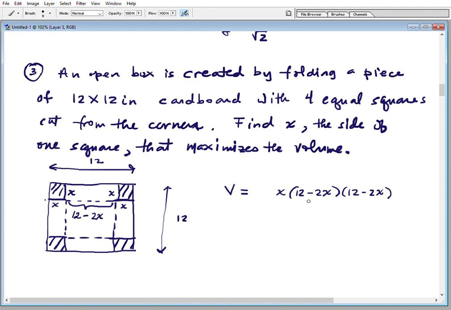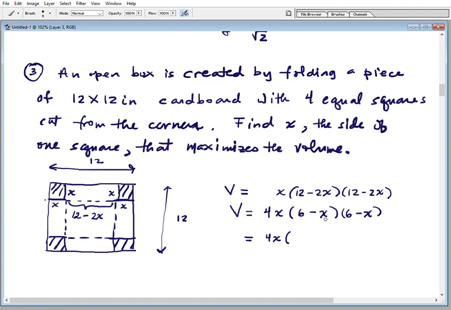Okay, so I want to factor out 2 from here and 2 from here. That would be a total of 4. So here I'd have 6 minus X, and here also 6 minus X. It'll just make it a little bit easier now to multiply. Now I want to take the derivative. I don't want to use the product rule. I just want to multiply everything out and get a sum of terms.